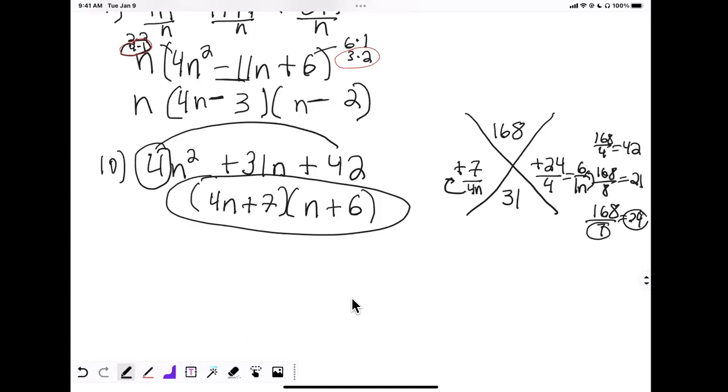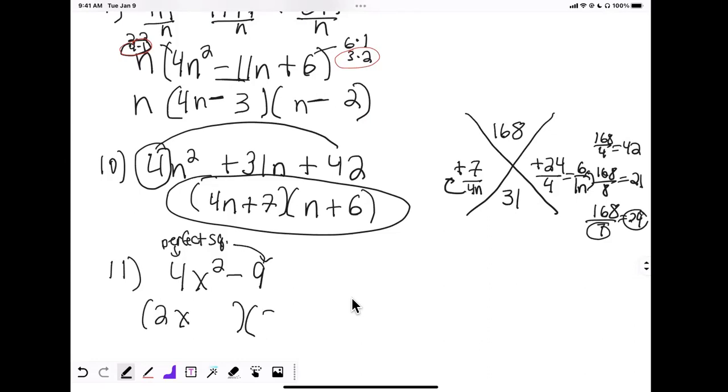A couple more, and then we're going to hit the next section. I do want to show you some you're going to see for homework, I think. A couple odd ones. 11. Now this one, I would not ever do the AC method. You can, and I'll show you how to do it. But again, I want you to look at this. Perfect square, and that is also a perfect square. So I'm going to try this.